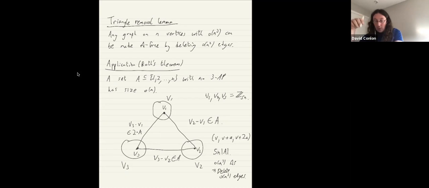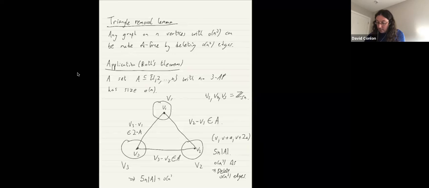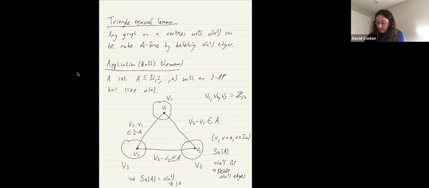Okay, but all the triangles are edge disjoint. So that little o(n^2), the number of edges I've deleted to get rid of all the triangles, has to be larger than the number of these trivial edge disjoint triangles. So actually, I must have that 5n times |A| is little o(n^2), which implies that |A| is actually little o(n). So somehow what's happening is that the triangle removal lemma allows you to boost the fact that there are at most n squared triangles to there being actually little o(n^2) triangles.